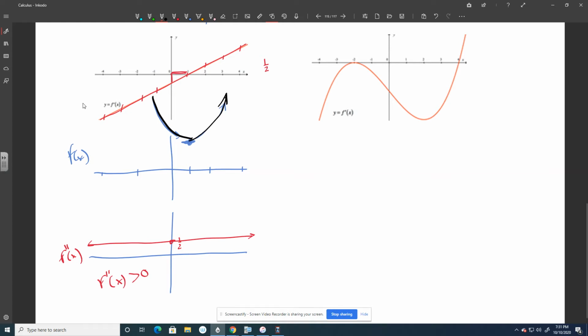I don't know where it's going to be up and down, but I do know that it's going to be centered right here at 1 because that's where it crosses. I know that's my minimum. So I at least know that it's going to be centered there.